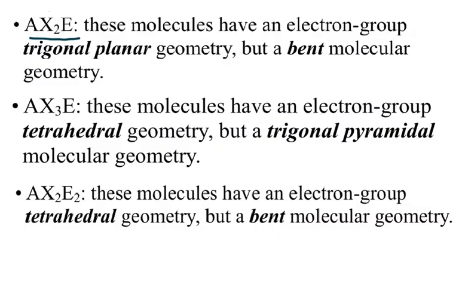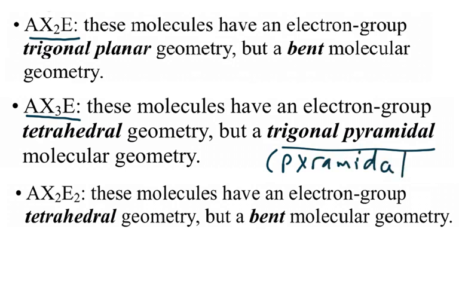Now, let's look at an example. If you have four domains and three of those domains are atoms or bonding domains and one is a non-bonding, the E here is for electron pair or lone pair, you're going to see that the molecular geometry will acquire a new name. I'm going to show you now. It's called trigonal pyramidal. Sometimes you'll see it just called pyramidal, depending on the textbooks.